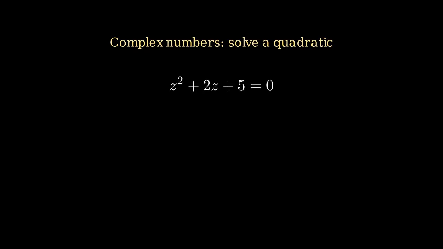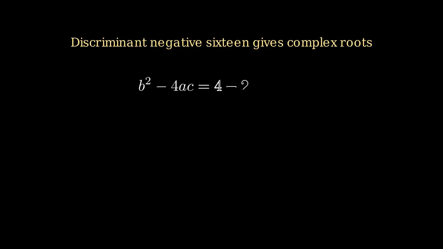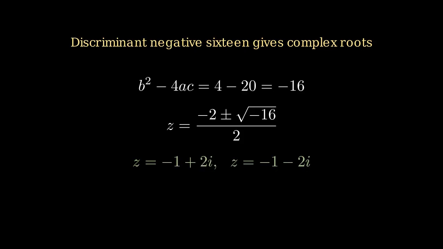We solve z squared plus 2z plus 5 equals 0 using the quadratic formula z equals negative b plus or minus the square root of b squared minus 4ac, all divided by 2a, with a equals 1, b equals 2, and c equals 5. This gives b squared minus 4ac equal to negative 16, so z equals negative 1 plus 2i, or negative 1 minus 2i. Checking, substituting either root back into the equation gives 0, confirming the solution.